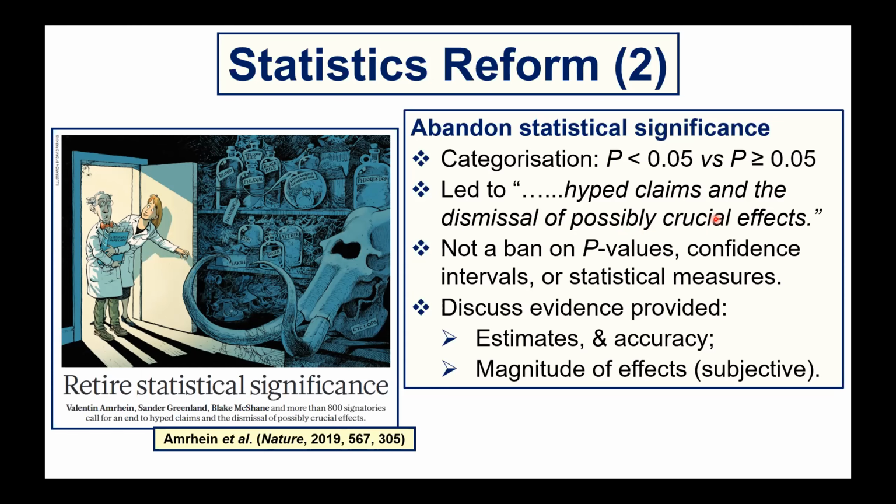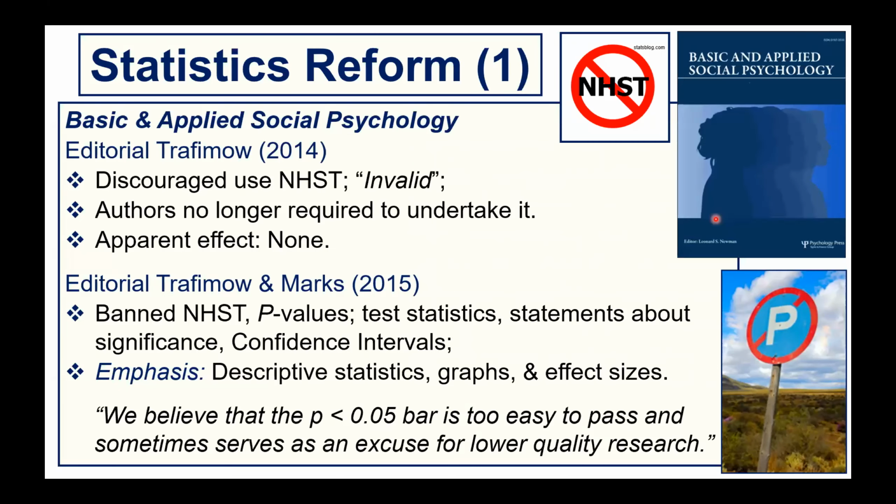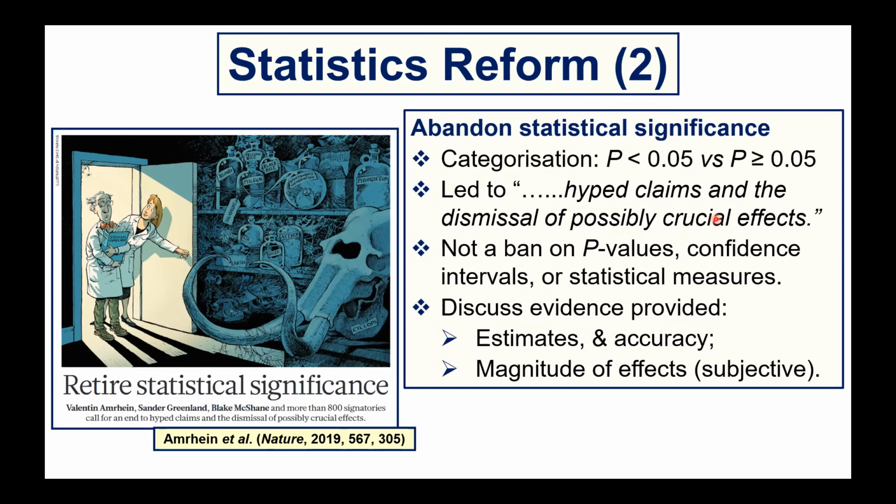But they said, we're not banning p-values, confidence intervals or statistical measures; what we want you to do is discuss the evidence provided, estimates and accuracy, and magnitude of effects, which I think is absolutely fine. This is more of a level playing field, a more sensible approach compared to the Journal of Basic and Applied Social Psychology, which just threw everything out. I also appreciate, and I will come back to this, that the ASA have had two very important statements on this, in 2016 and 2019.